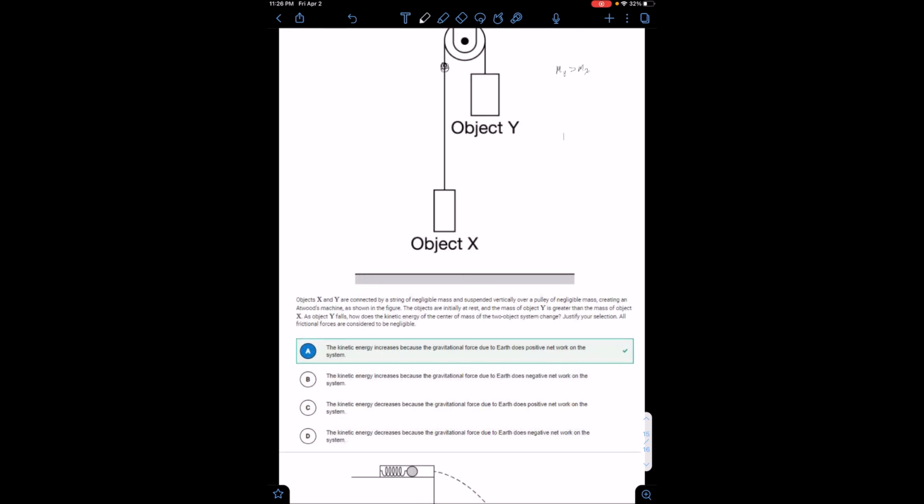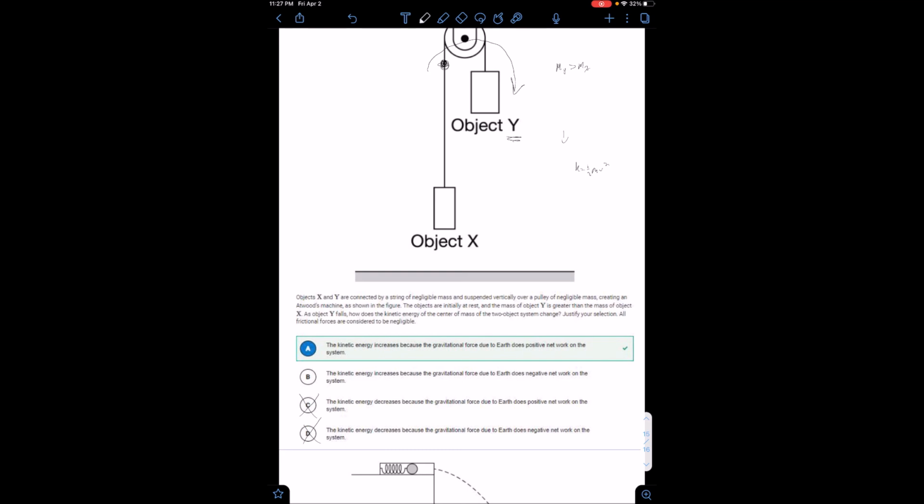As object Y goes down, it's going to accelerate, because it has a greater mass and accelerates due to the gravitational force. So this point right here is going to accelerate going this way. Since it's accelerating, our velocity is also increasing. That tells us that the kinetic energy is increasing, since kinetic energy is equal to 1/2 mv squared, and if the velocity increases, so does the kinetic energy. And so we can automatically rule out C and D.